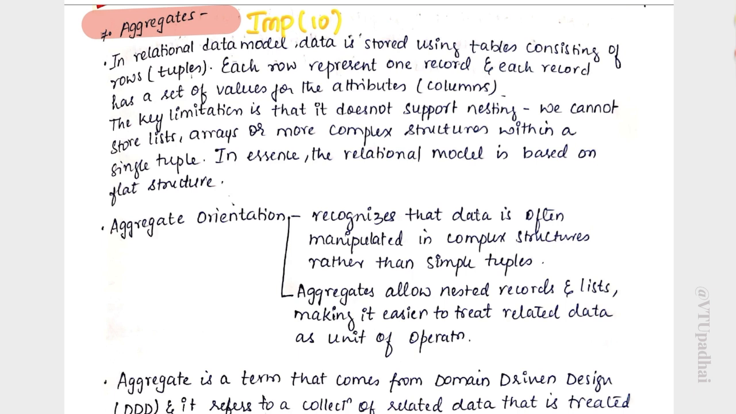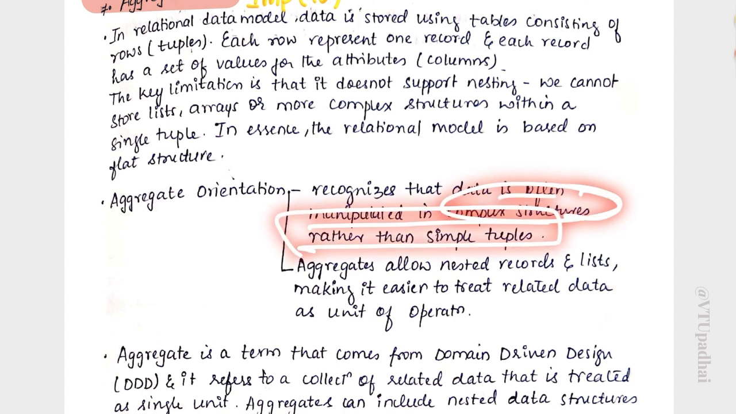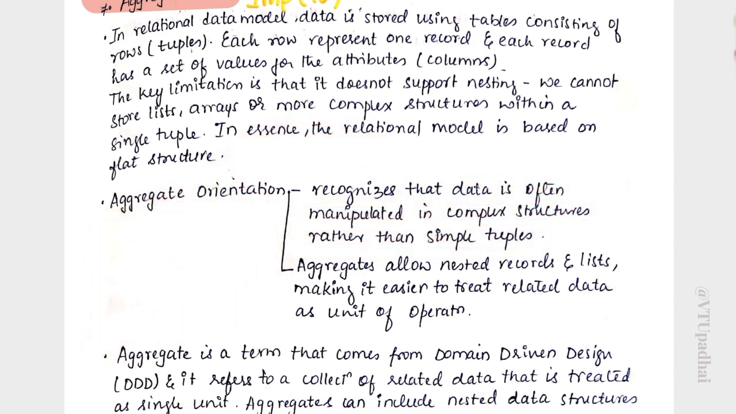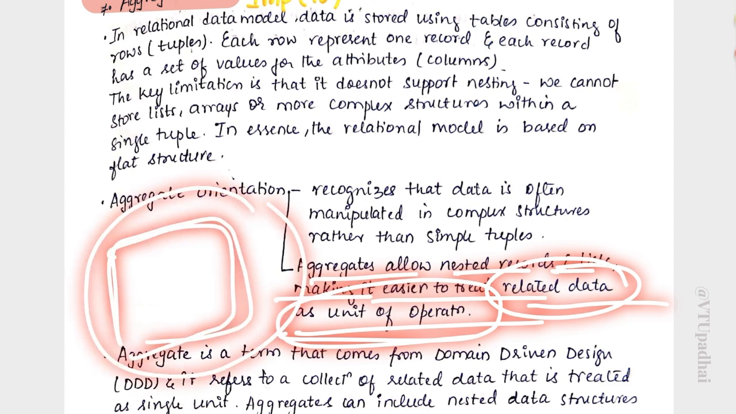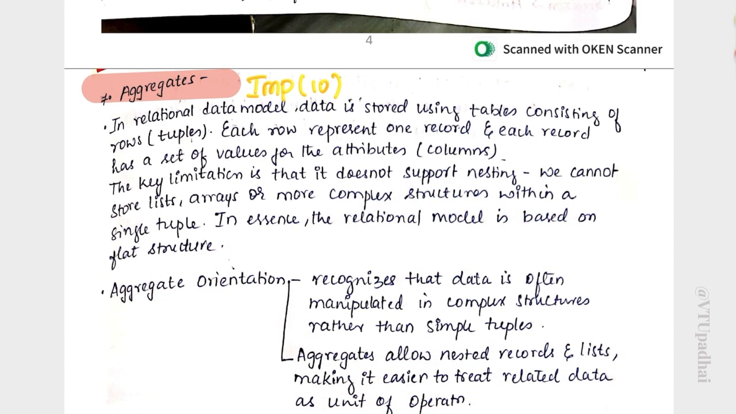So to overcome this, we came up with aggregate orientation. That was about the basic relational model, and then we have aggregate orientation, which recognizes that data is often manipulated in complex structures rather than simple tuples. So here we are storing the data in complex structures rather than in simple ones. Aggregate allows nested records and lists, making it easier to treat relational data as a unit of operation. So when you are dealing with relational data, the entire thing could be taken as one unit or one entity and further processed. That was one of the advantages of aggregates over the relational data model.